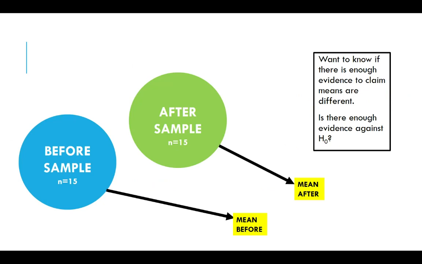So let's just be clear, for those of you who like visualizations. We've taken a before sample, and it's got 15 observations, and the output told me that. And we have an after sample, after whatever this treatment was, and we also have 15 observations. I calculate a mean for before and a mean for after, and all we're trying to do is determine, is there enough evidence to claim that these means are different? Is there enough evidence against the null hypothesis? So that's where we're going with this.